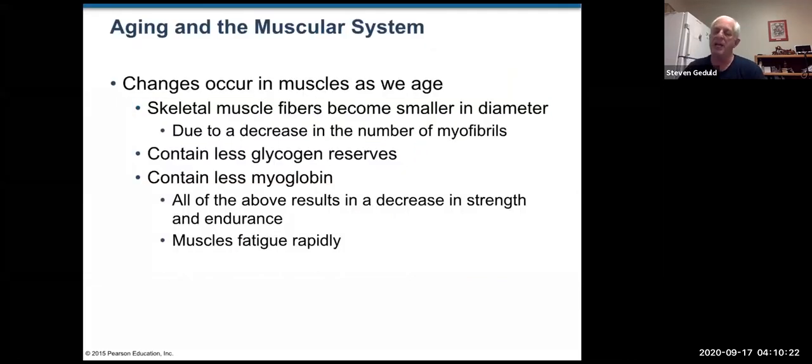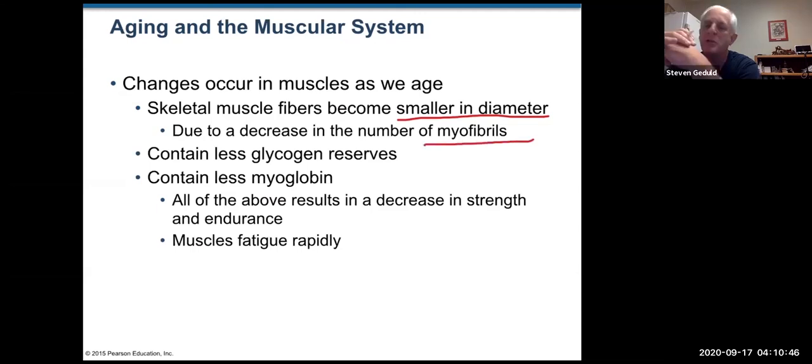Aging in the muscular system. As you get older, things change. Everything changes, not just muscles, but changes occur in muscles as you age. From 21 on, it's all downhill, guys. Skeletal muscle fibers become smaller in diameter due to a decreased number of myofibrils. You are not decreasing the muscle cells; you decrease the number of myofibrils, the actin and myosin inside of them.